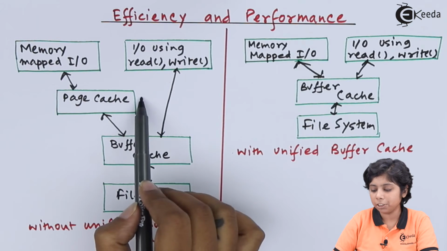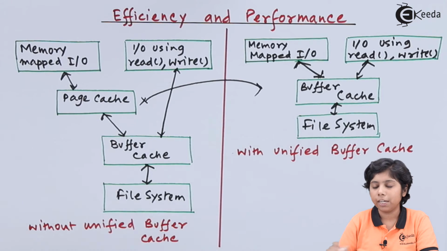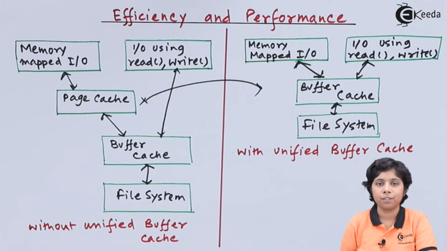So here the page cache is not implemented in the unified buffer cache because the virtual memory system can only allocate the buffers to map memory mapped elements to the file system. So in this way, the unified buffer cache provides a better environment and performance than without the unified buffer cache in Unix and Linux, both environments.